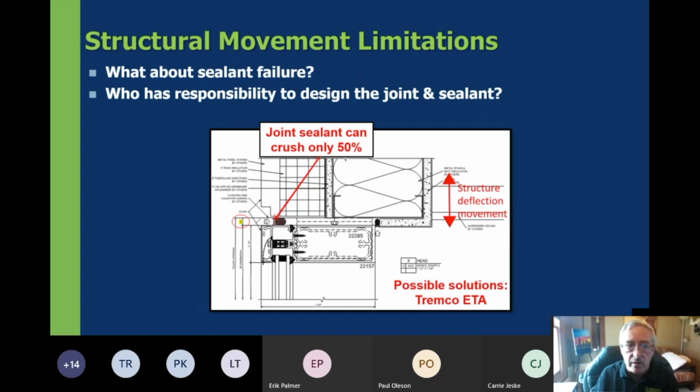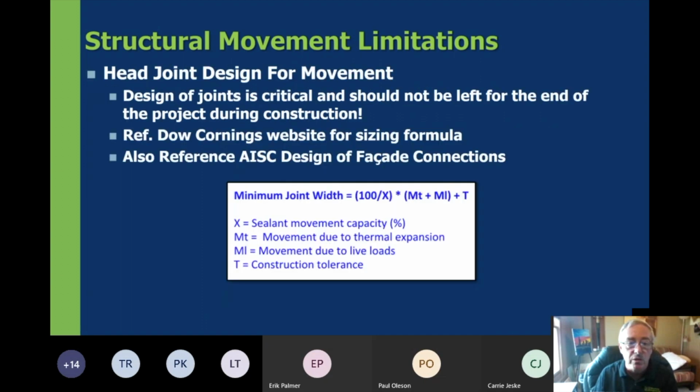However, joint sealant from manufacturers typically can only crush about 50% of their design dimension and remain intact. In other words, if you try to crush this more than 50%, you're going to damage the sealant and it's going to rupture. And so that means for a 1-inch type of movement, that is the beam movement here, you actually have to accommodate that to only crush it 50% of its dimension, which leads to a probable 2-inch joint of sealant. So here you see that there is a formula associated with a joint sealant.